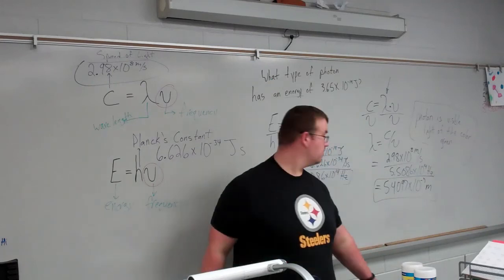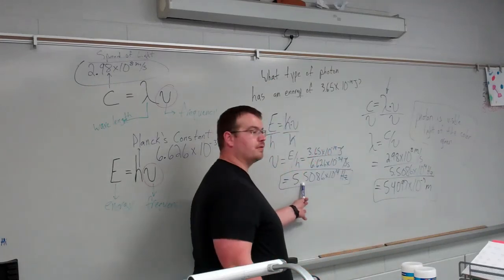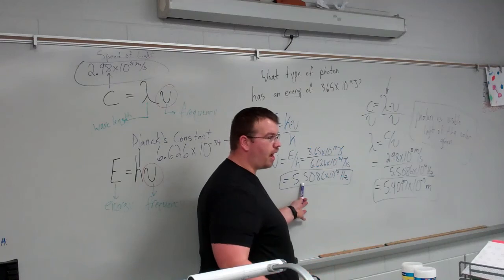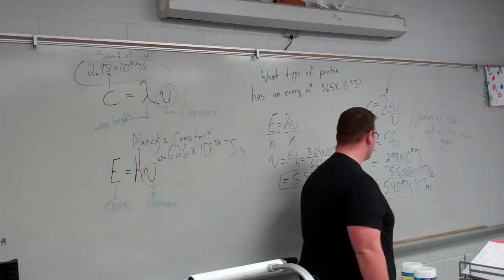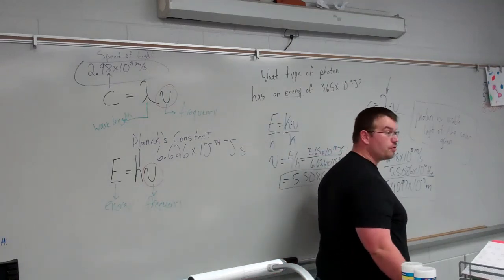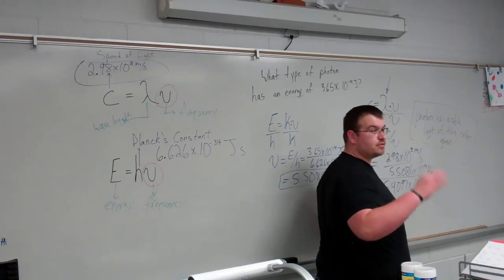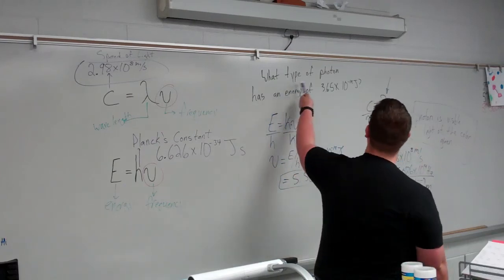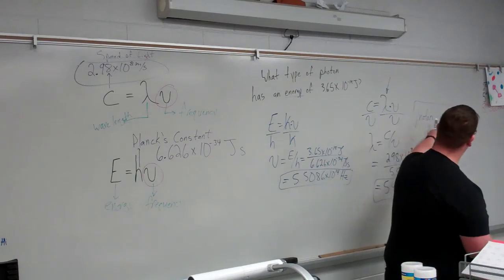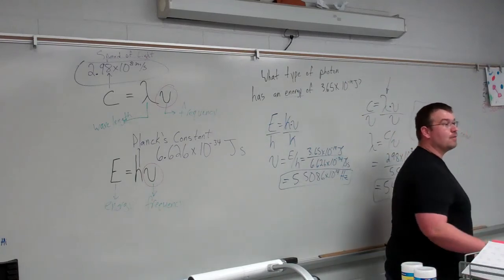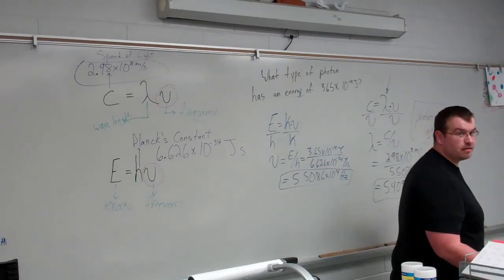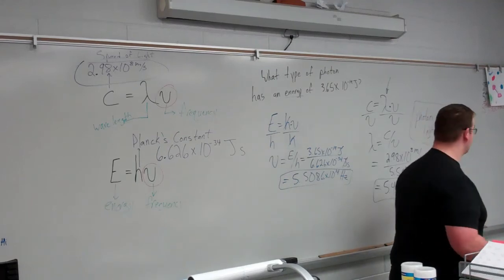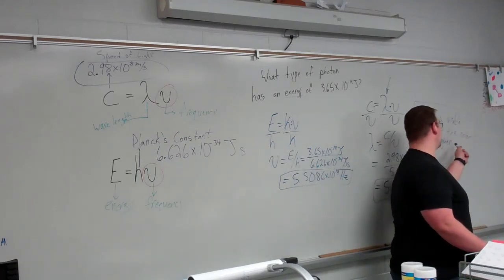Understand, if you stop here at frequency, you're not right. If you stop here at solving for wavelength, you're not right. Answer the question being asked of you. What type of photon? This photon is visible light. And within that, I'm going to ask you for a color. It just happened this fell in the visible light spectrum. The color green.